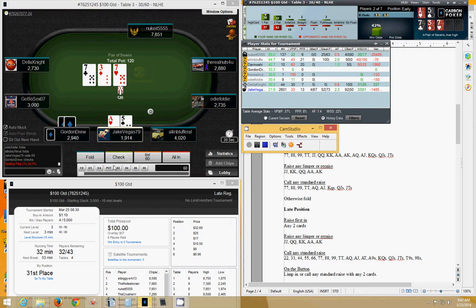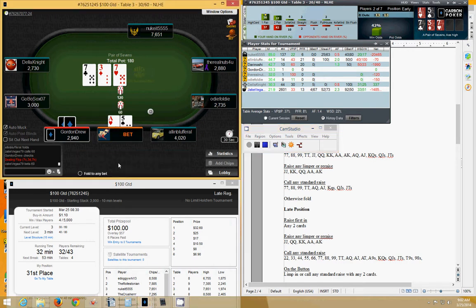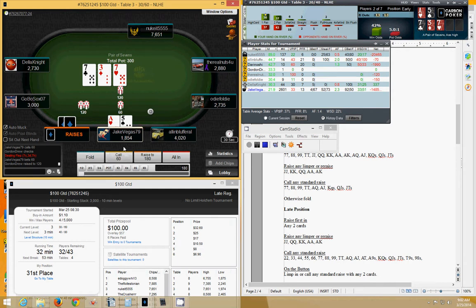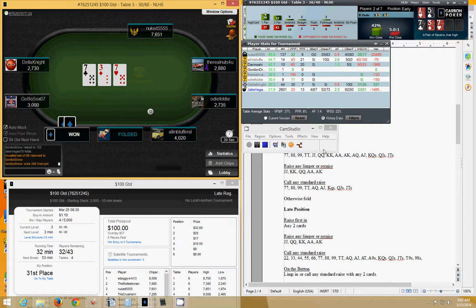Here we are with Ace-5 in the small blind. Nobody showed strength. It's just me in the big blind. He just did show strength, suggesting that he's got a hand. We'll fold it down.